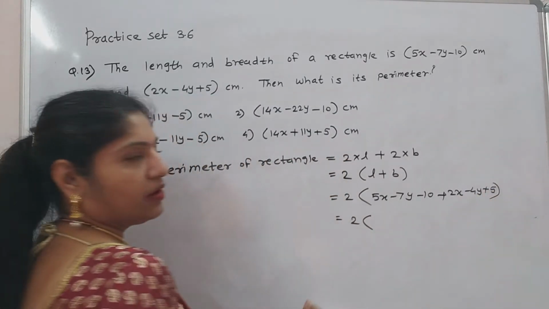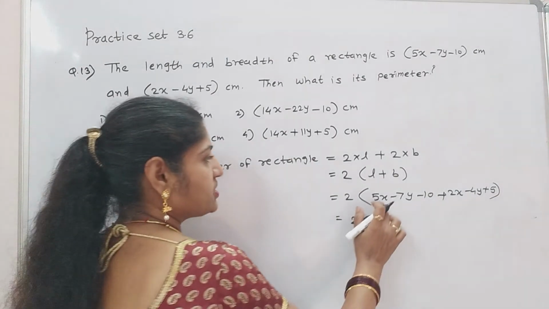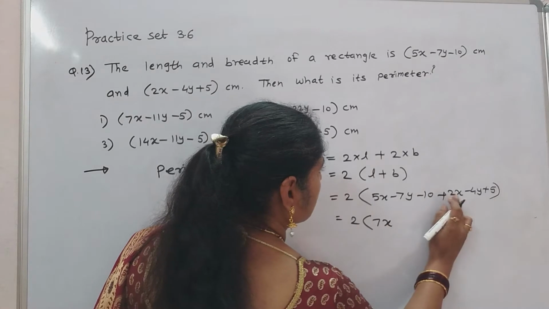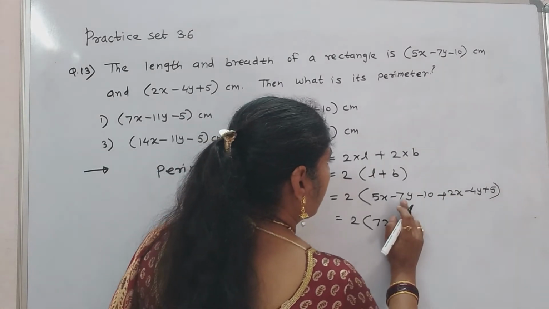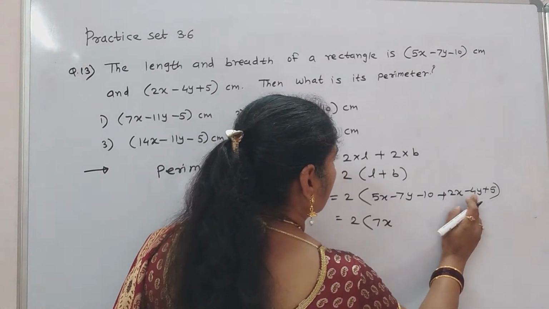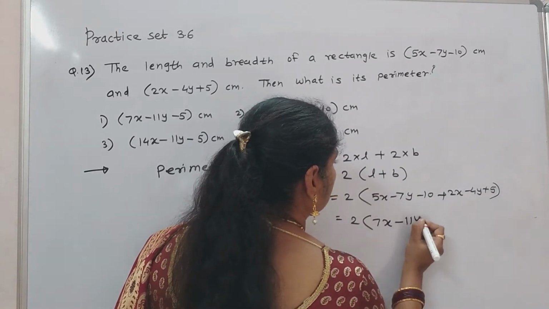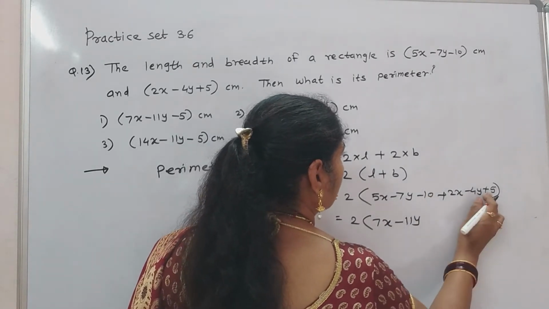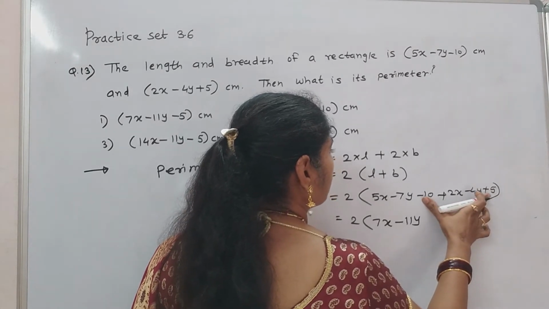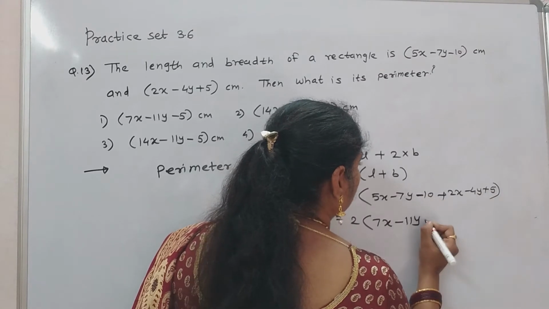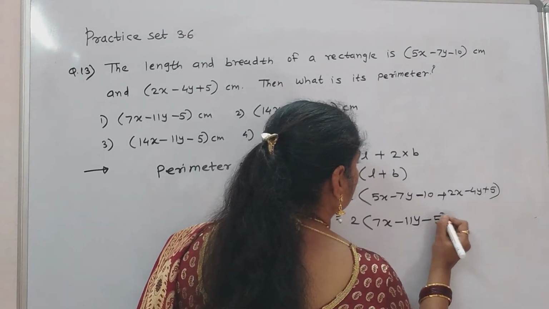Now addition of the like terms. 5x plus 2x, 7x. Minus 7y and minus 4y, equal sign addition, minus 11y. Minus 10 plus 5, signs are different, so subtraction, 10 minus 5, 5, greater number is minus, so minus 5.